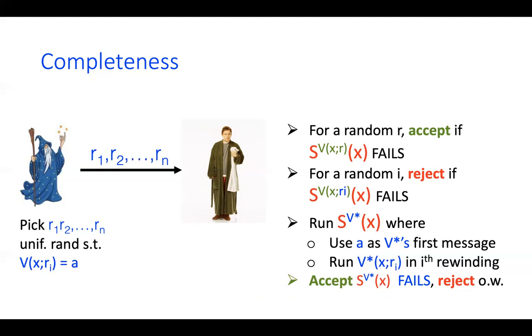Now, this means that it goes to step 2, and we need to make sure it does not reject in step 2. But since for a random R the simulator fails, and Merlin is honest, the distribution in the second step is exactly the same, which means it should also fail in the second step if it failed in the first step. So if it accepted in the first step, then it must also accept in the second step, which means I will not reject in the second step.